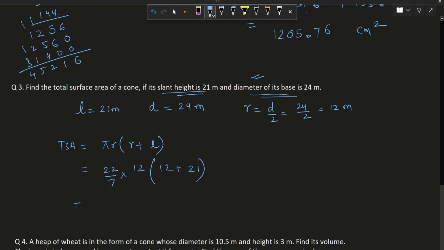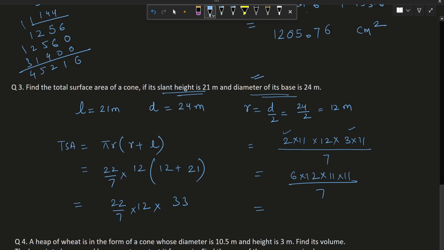Let's see if anything is going to be cancelled out here. 22 by 7 into 12 into, this is 33. Nothing is going to be cancelled out over here. So let's simplify it. Either you multiply 22 and 33, or I can tell you a shortcut trick. 22 is 2 into 11, and 33 is also 3 into 11, by 7. So 2 threes are 6. 6 into 12 into 11 into 11. When you multiply numbers with 11, it's easier to multiply. So this is 72 into 11 into 11 by 7.